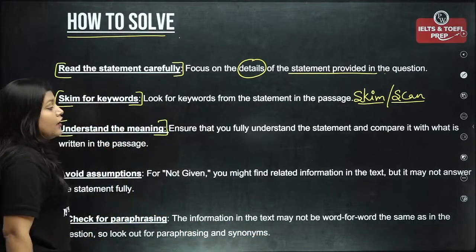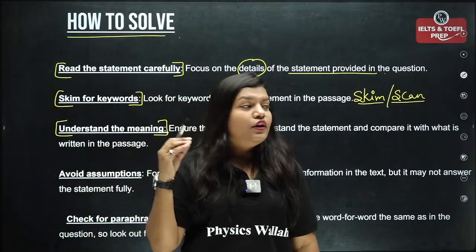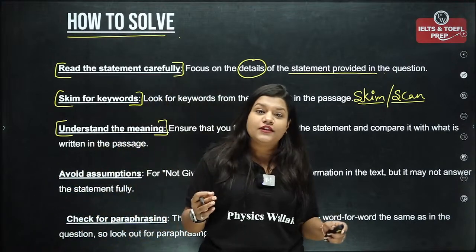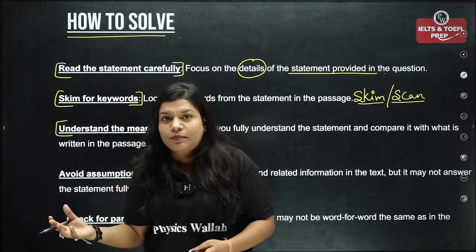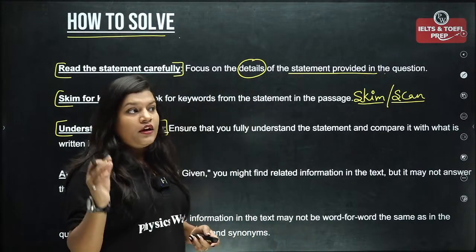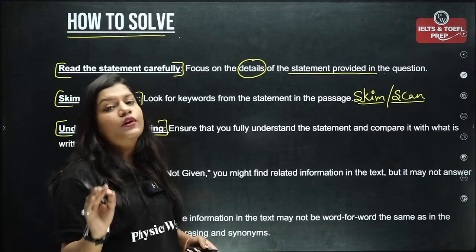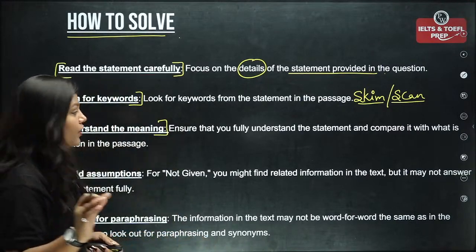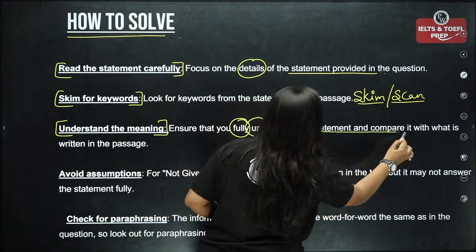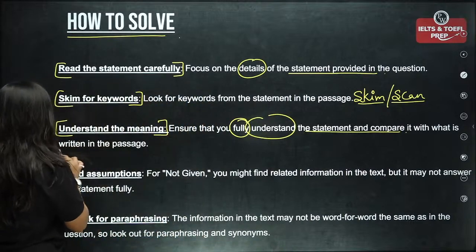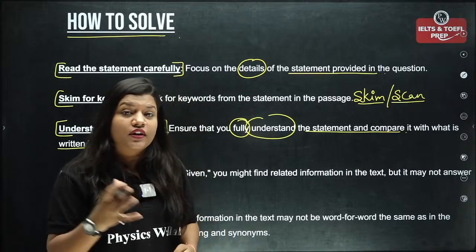Understand the meaning. Be very clear of what the question is trying to talk about. I know that you guys are very smart, you guys are very sharp, but still, just by reading it in one go and deciding what can be the possible outcome, don't do that. Read it precisely, read it clearly until and unless you understand what it is actually talking about. Okay, ensure that you fully understand the statement and compare with what is written in the passage. Make sure you fully understand it and compare it with what is written in the passage.